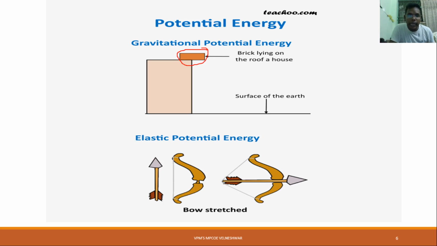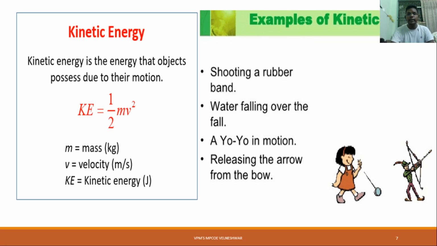Next one is elastic potential energy. Elastic potential energy means, if you see here a bow structure, an arch, we are applying some elastic movement and we are releasing. This elastic energy is nothing but potential energy. Why are we doing this here? To reach our target. Now kinetic energy, I think kinetic energy you should know.